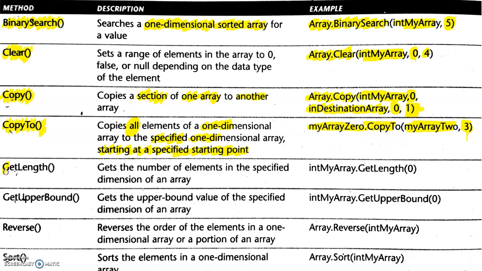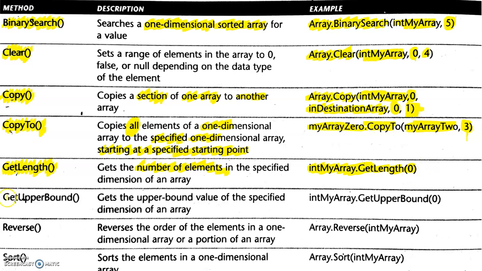Then we have get length. As the name suggests, it's very easy. It gets the number of elements in the specified dimension of an array. It will just give the length of the array. For that you can write the name of the array, then dot get length, and simply provide the index, and it will give the total number of elements in the array.